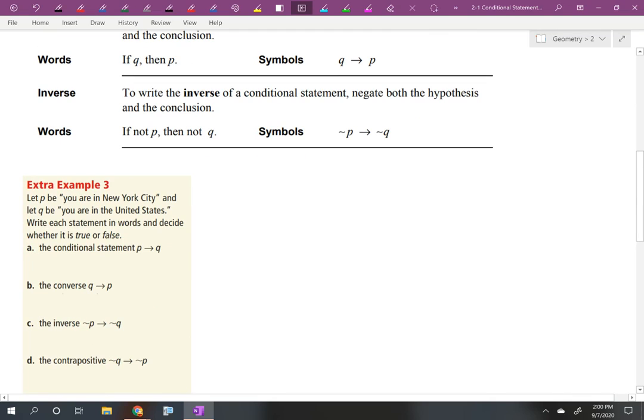So here we go. In example 3, they say, if you're in New York City, you're in the United States. So they want you to write a conditional statement. So you would say if P, and P is New York City, so if you are in New York City, then you are in the US. And then they say, decide if it's true or false. So if you're in New York City, are you in the US? Yes, you are. That is a true statement.